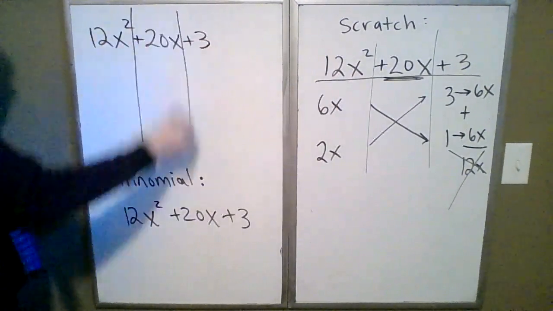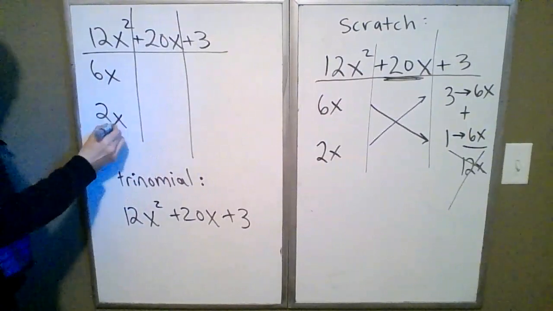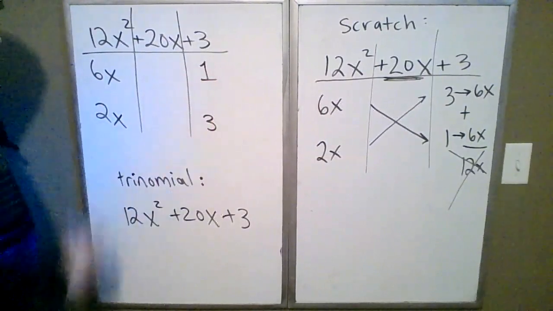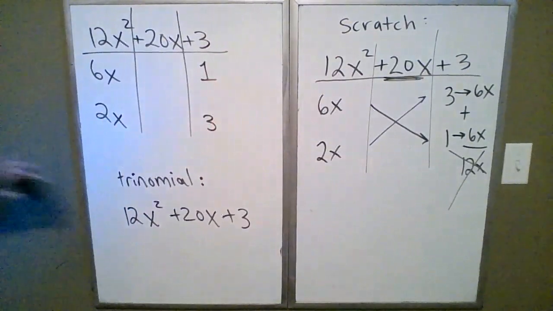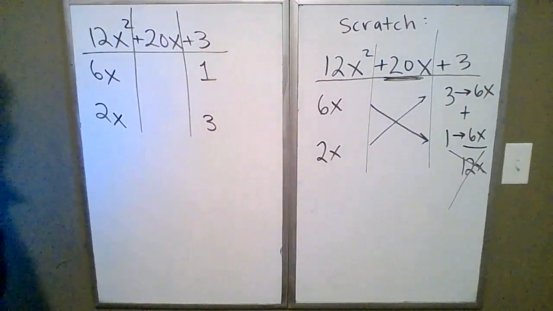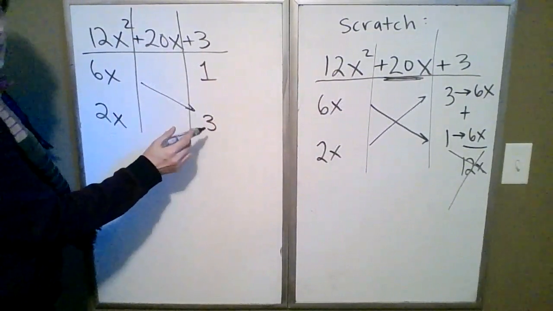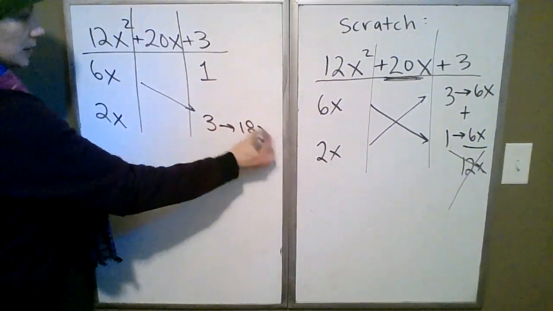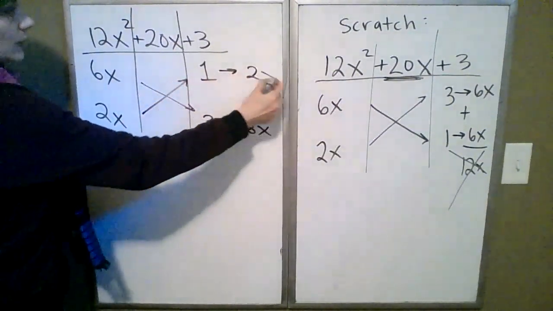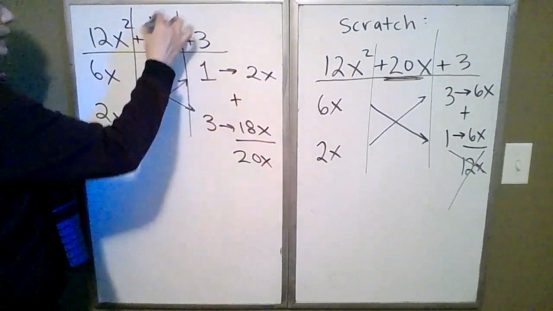I'm going to set up a grid. I'm going to pick 6x and 2x again. But I'm going to put 1 up here and a 3 down. Okay, you multiply across. So let's go down this way and get 6x times 3, which is 18x. And this way would be 2x times 1, which is 2x. Okay, cool. When I add up the sides, I get 20x, which is my middle term.